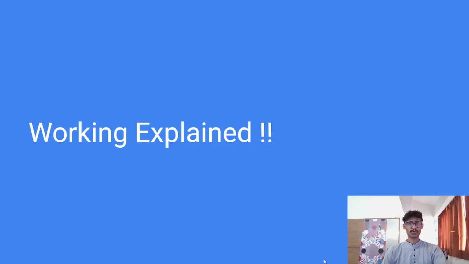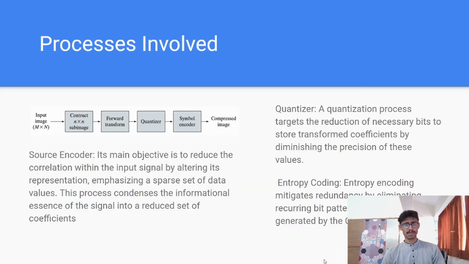So now we will see the process of JPEG image compression. As you can see in this diagram, the first step is to construct n cross n sub-images. Then we use some type of transform to compress the signal. Then we use the quantizer, and then we use the symbol encoder. Now let's understand what they are.